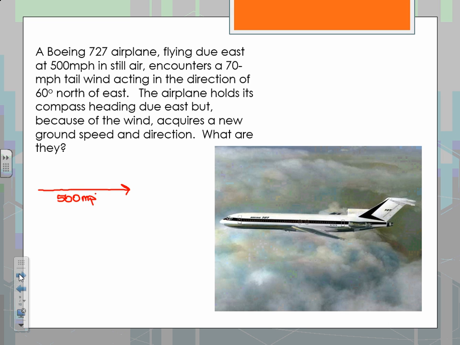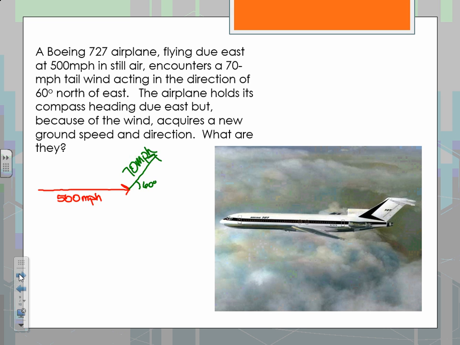So we are flying at 500 miles per hour, right? That way. And then we get this 60-degree angle vector, right? Acting on our direction. Why is the plane going at 70 miles per hour? The picture confused me. Me too. It's like I saw the plane in reverse.